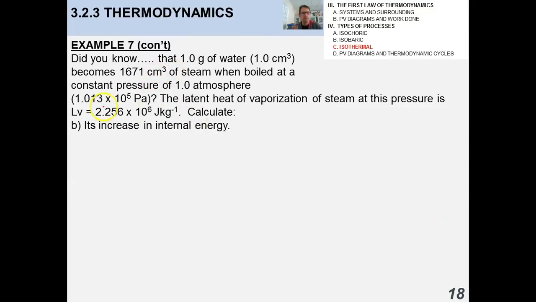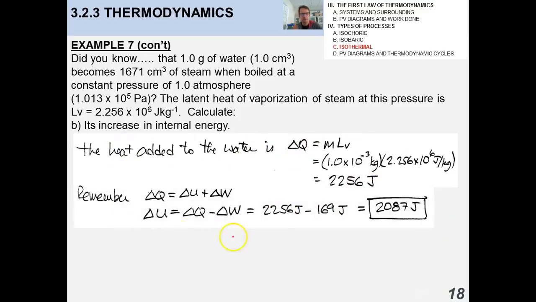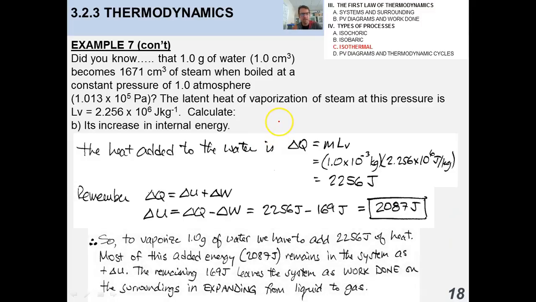Continued. Calculate its increase in internal energy. I can figure out the heat using the latent heat of vaporization here. The heat added to the water is 2256 joules, combined with the ideal gas law. Delta U is 2087 joules. Pretty cool stuff. To vaporize 1 gram of water, what this means is that we have to add that many joules of heat. That's a lot of heat.